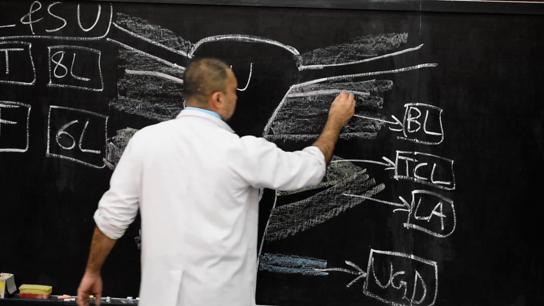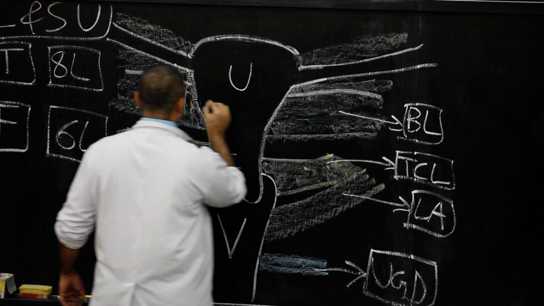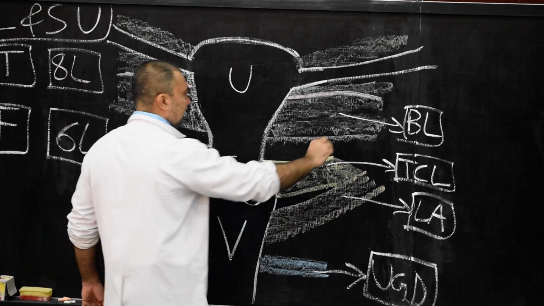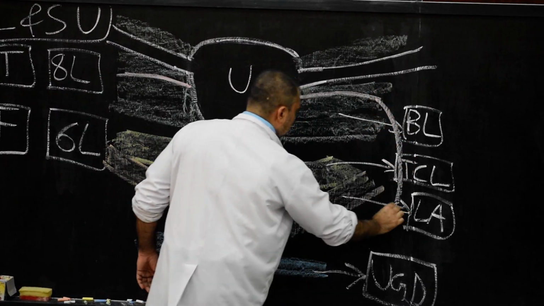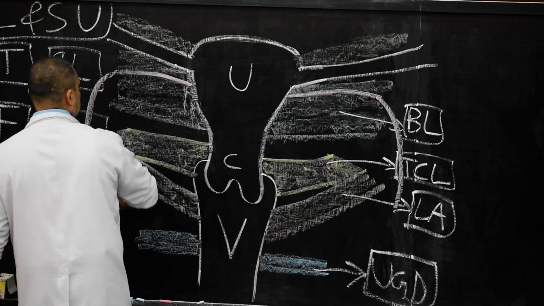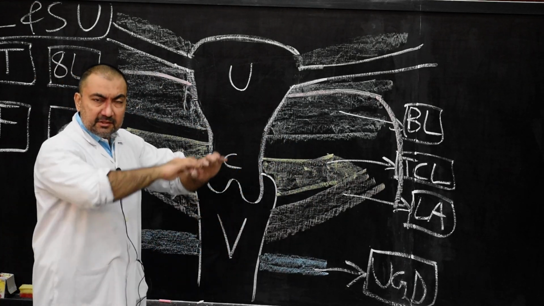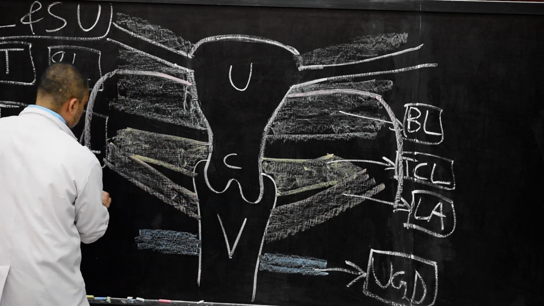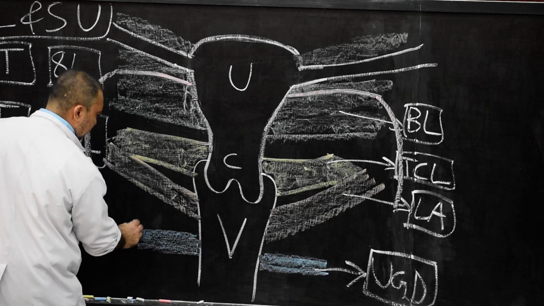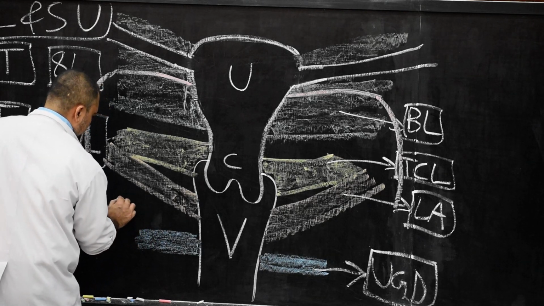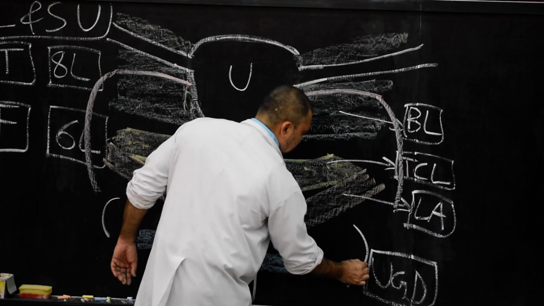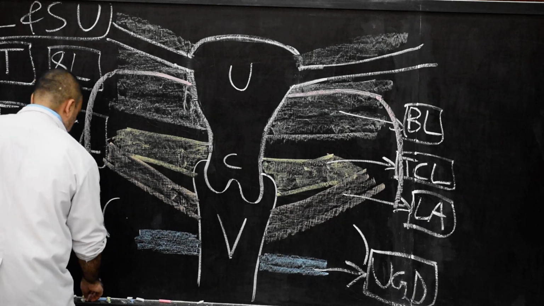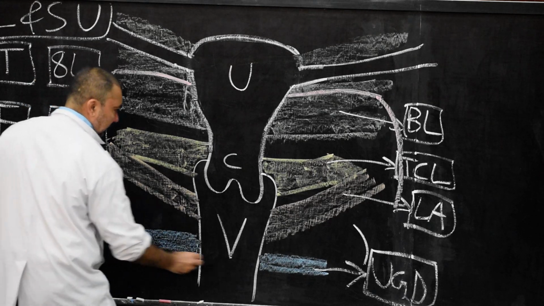Then this round ligament of uterus will travel through the broad ligament. It is a content of the broad ligament, and then it will cross the structures of the lateral pelvic wall, and then it will enter the deep inguinal ring. Once it enters the deep inguinal ring, it will enter the inguinal canal. So this ligament will pass through the inguinal canal.